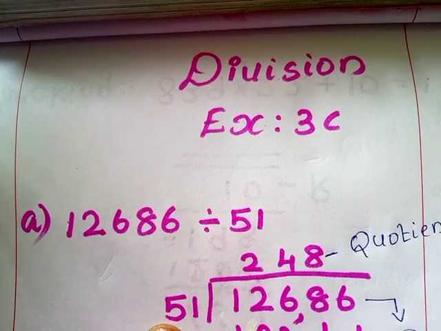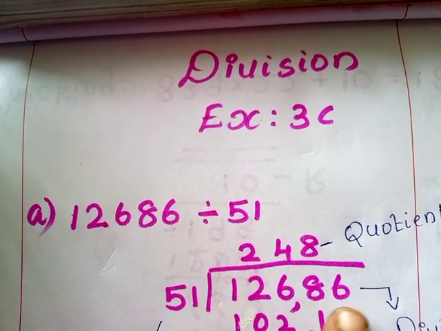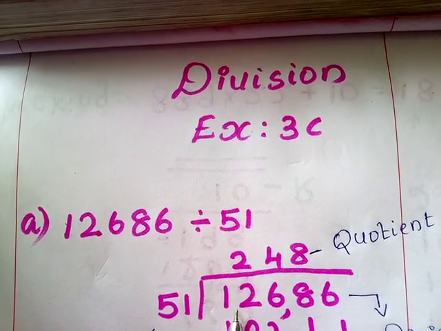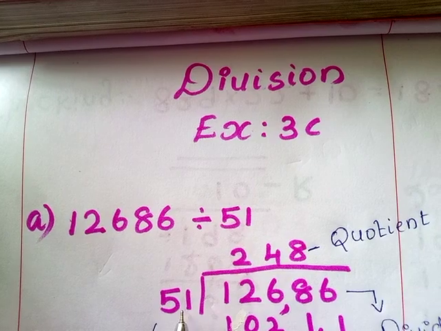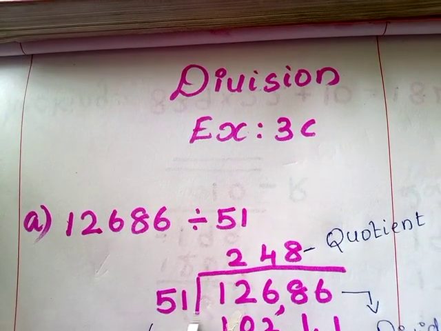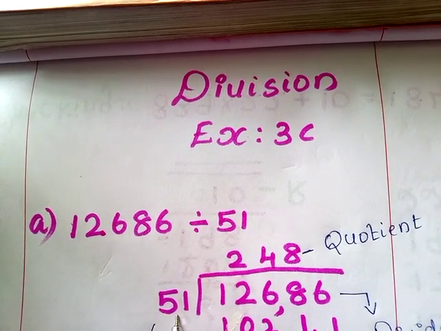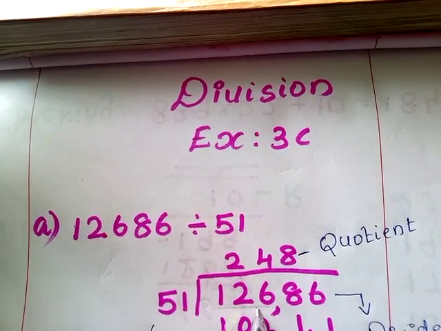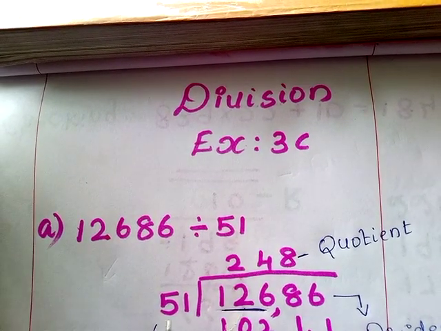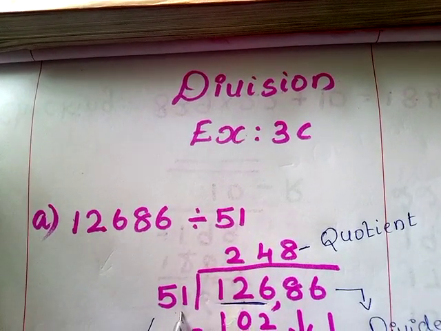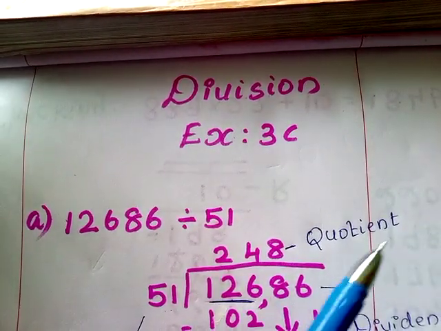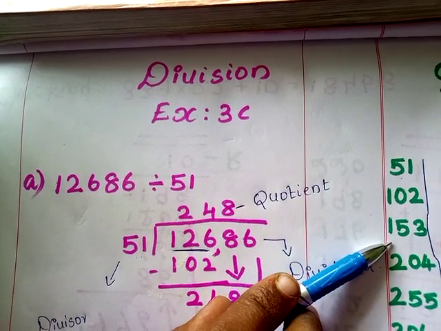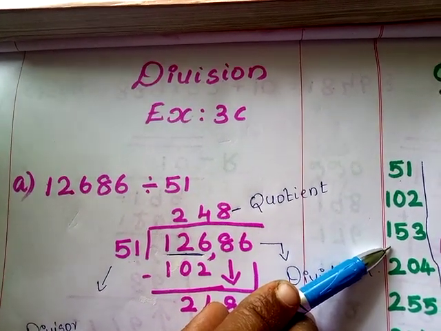So here I am going to divide 12,686 by 51. As usual our method, we will first check the digits. So 12 we cannot divide by 51 because 12 is smaller than 51. So we take 126, right? We can consider 126. So 126 is bigger than 51. Now check in the table of 51 whether we have 126. So here in the table of 51 we don't have 126.